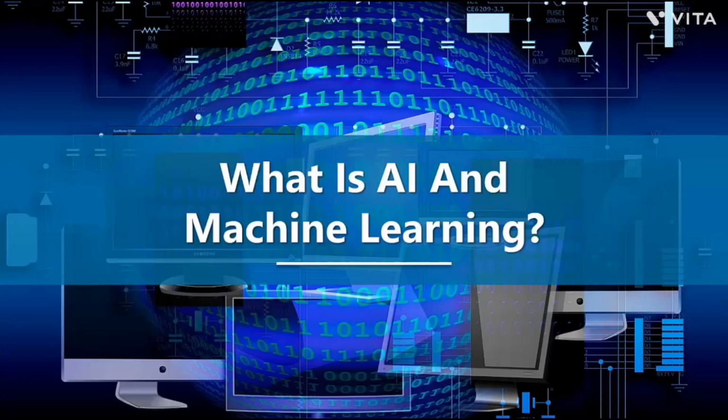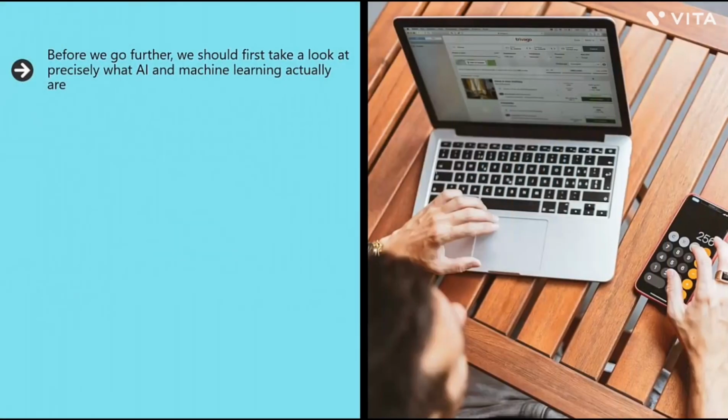What is AI and machine learning? Before we go further, we should first take a look at precisely what AI and machine learning actually are. These are two related but also distinct terms which often get confused. Both will impact on marketing, but in different and unique ways. AI then is artificial intelligence. That means software and hardware designed to act and appear intelligent. Such software is capable of making meaningful choices and conducting activities that we would normally consider the domain of humans.